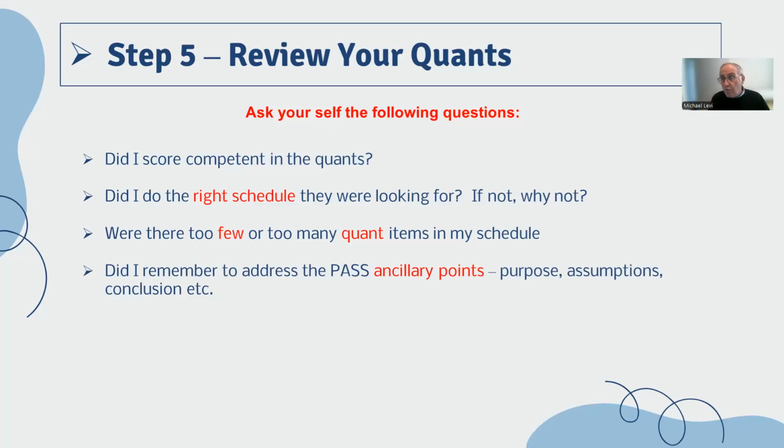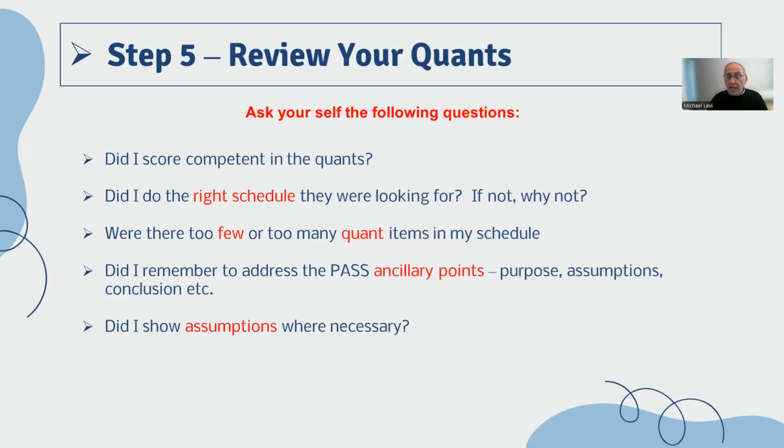Did I remember to address the PASS ancillary points? One of the things we also do in our numerical methods course is we talk about qualitative points that should accompany the number crunching that can often mean the difference between getting RC and competent. For example, I mentioned purpose earlier on. Not only do I think about the purpose, but I always put the purpose at the top of every exhibit. Assumptions. Where necessary, I show my assumptions.